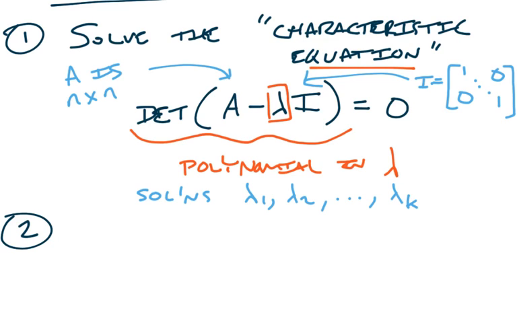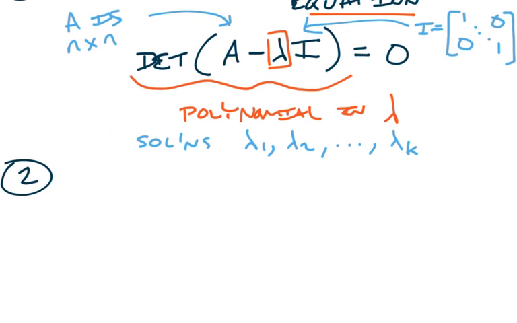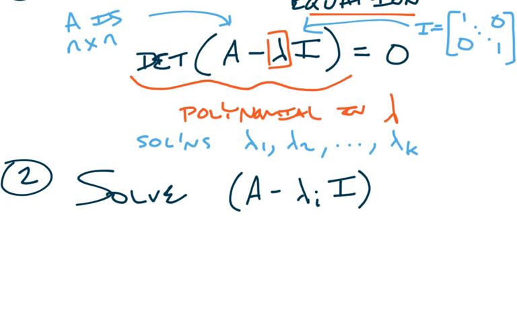So you get these solutions, lambda 1, lambda 2 through lambda k, and then how do you actually find the eigenvectors is the second question. And what you do is, very simply, you solve A minus lambda I, whichever eigenvalue you're looking at, times the identity, all times v set equal to 0.